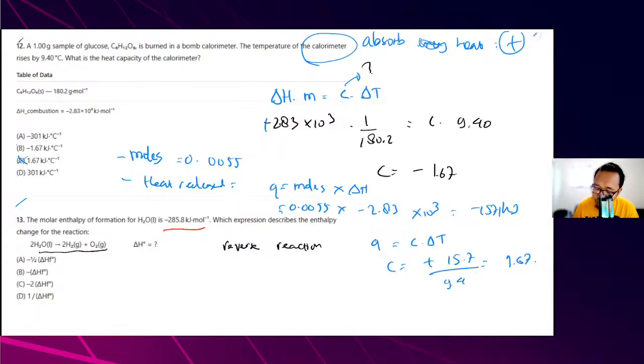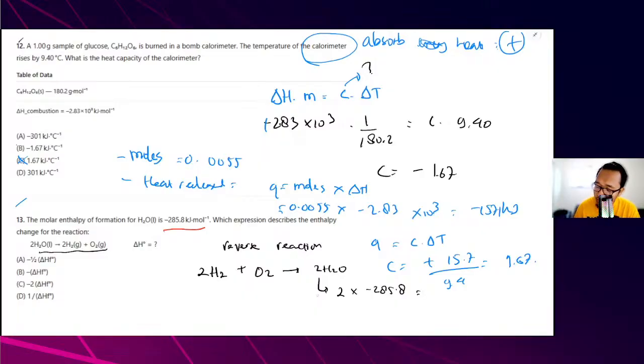First of all, we need to know what the formation of H2O looks like: H2 plus O2, and then it will be 2H2O. From this equation, the H2O formation is minus 2A5. So we only need to multiply this one by 2.